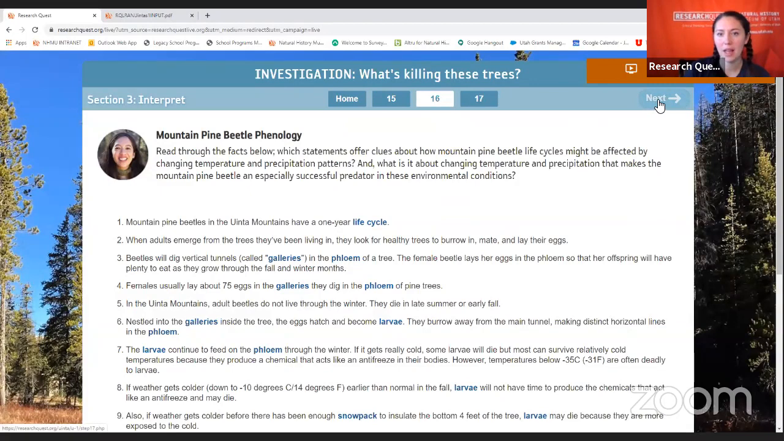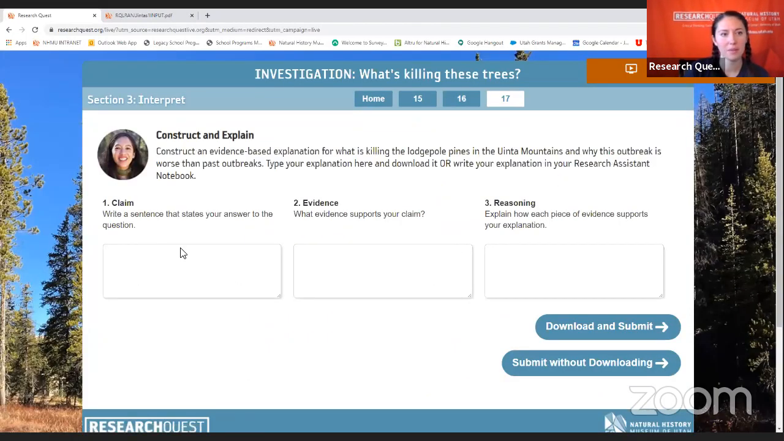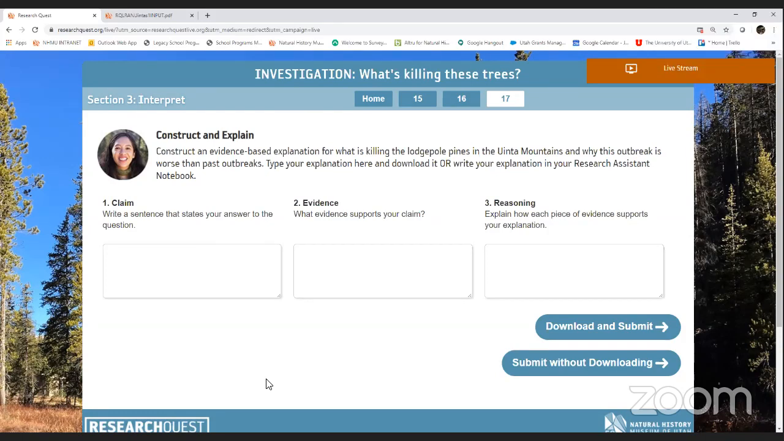All right, I'm going to select next on to step 17. Step 17 says, construct and explain. Construct an evidence-based explanation for what is killing the lodgepole pines in the Uinta Mountains and why this outbreak is worse than past outbreaks. Type your explanation here and download it, or write your explanation in your research assistant notebook.